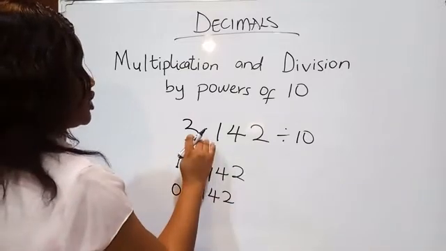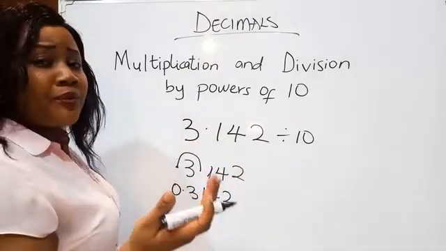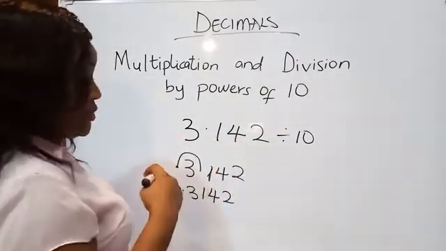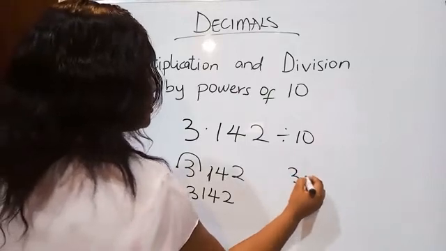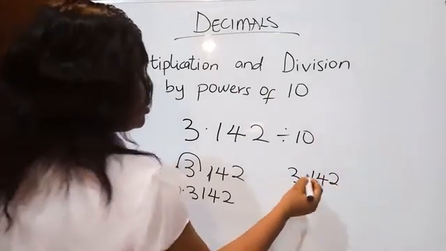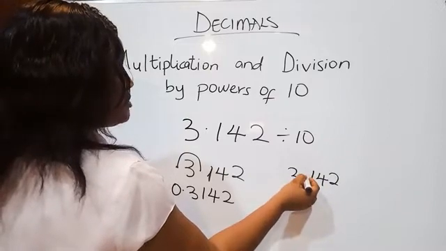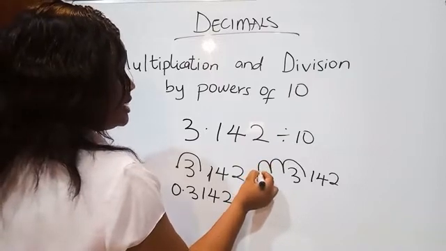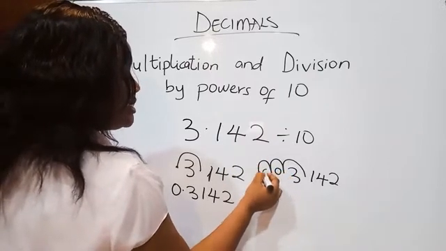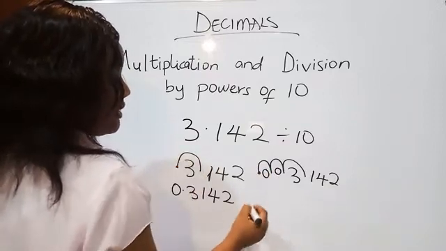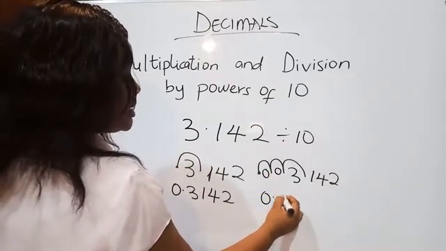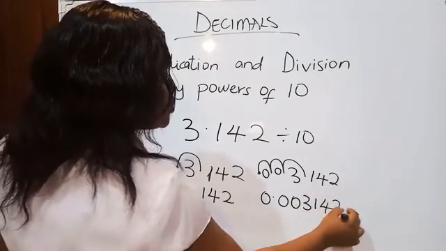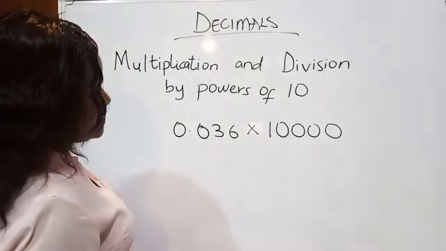Okay? Or assuming you're trying to divide it by, let's say, 1000. Okay? 1000 has 3 zeros. So let's say 3.142. So all I have to do is to move it 3 steps backward. 1, 2, 3. And leave the point here. So these empty spaces, we'll put 0 there. So you now have 0.003142.